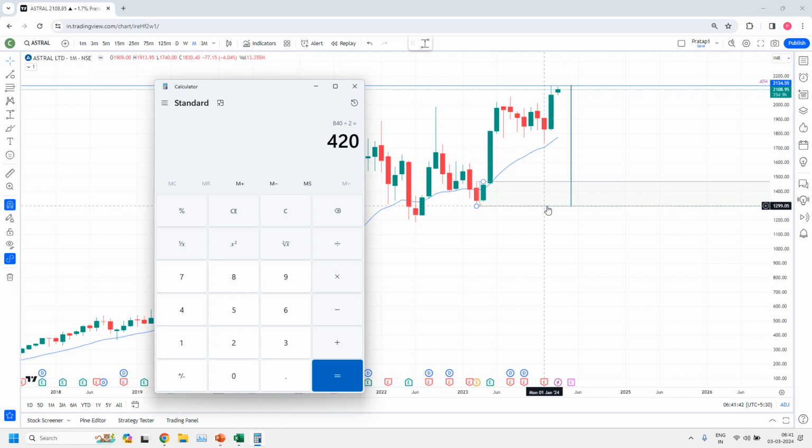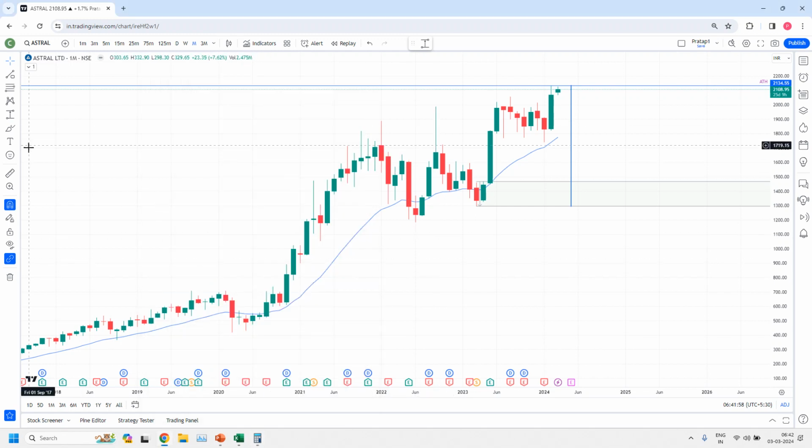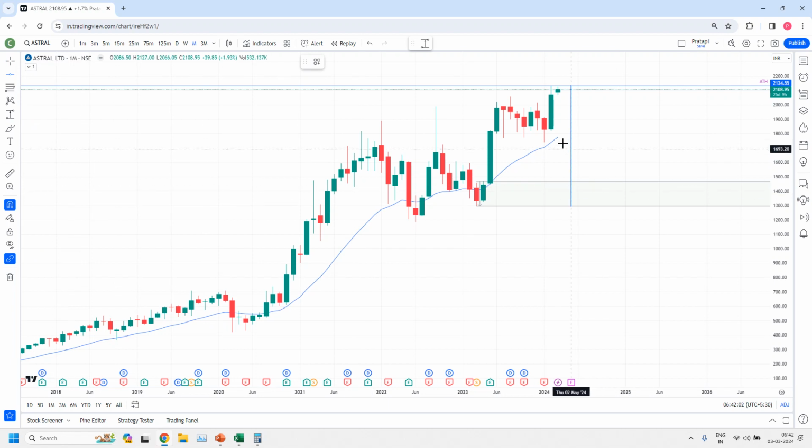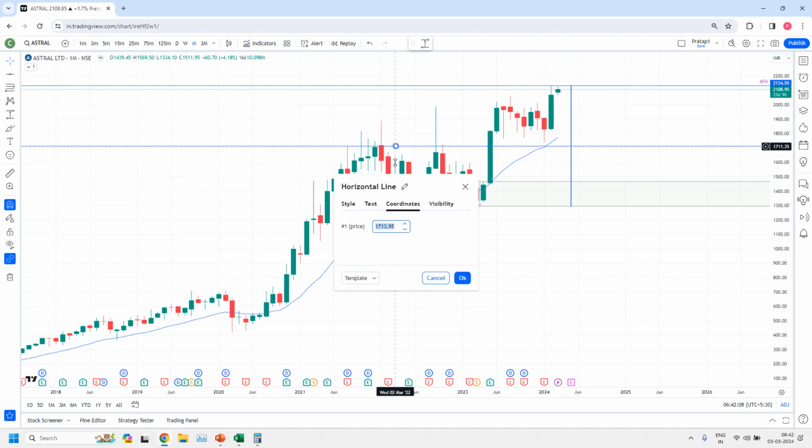So it is around, say, 1300, approximately, as I'm calculating. So plus 1300. So at around 1720, you need to draw a horizontal line. So let us draw a horizontal line at 1720. I have just drawn it; double click on this line.